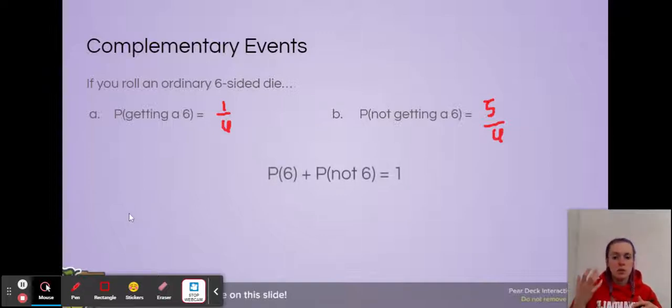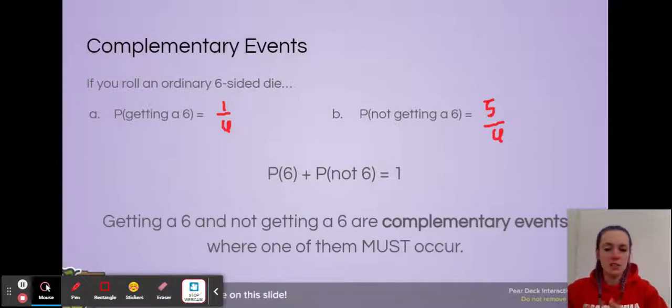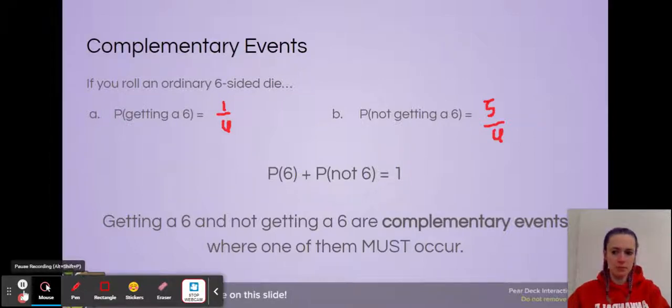And if you notice, if I take the probability of getting a 6 and the probability of not getting a 6 and add them together, I get 1. So getting a 6 and not getting a 6 are complementary events where one of them must occur. I'm either getting a 6 or I'm not getting a 6 when I roll that die.